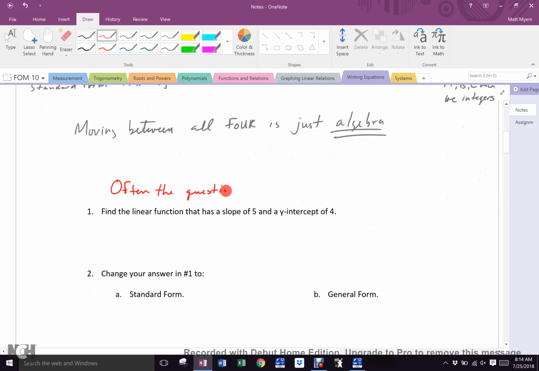The question will tell you the form. Read that question. What form should I use? Slope intercept. Why? Because the question says you have a slope and a y-intercept. So you're going to use slope intercept.